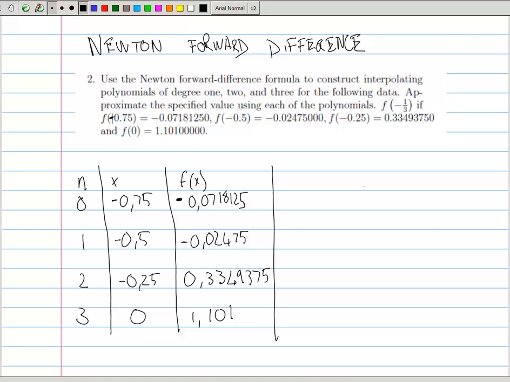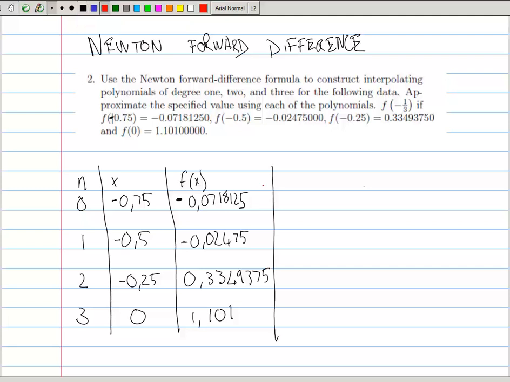Hi everyone, and we're back. This time we're looking at Newton forward difference approximation. I'm not going to go through the theory on this one because it follows a very similar principle that's subtly different. And pretty much if you follow the algorithm, you should be golden.